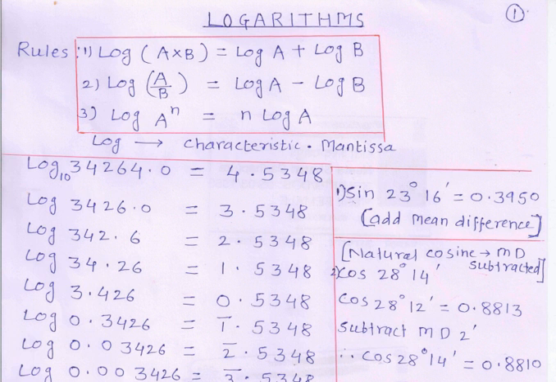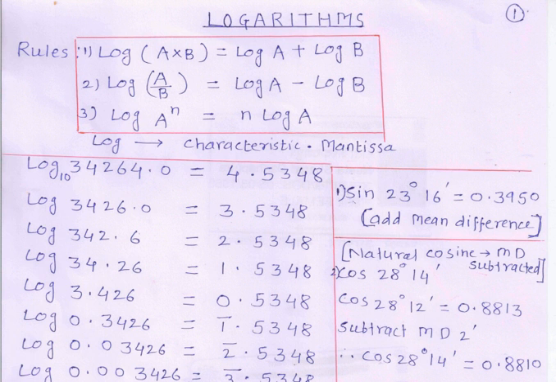Here we will consider the numbers whose logs we take which are greater than 1 and which are less than 1 as well. First, the numbers which are greater than 1. So this is 3426. The rule is that the characteristic is 1 less than the total number of digits before the decimal. There are 4 digits, so the characteristic is 1 less, that is 3. And then place the decimal: 3 point. And then forget the decimal of this number.